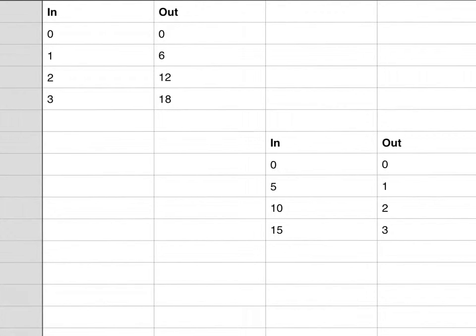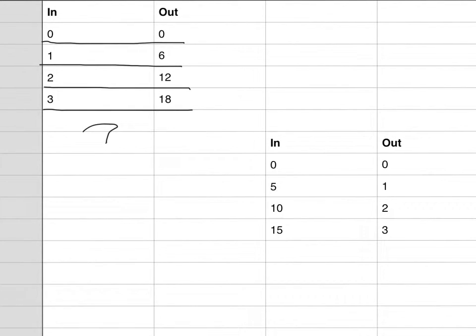Okay, boys and girls, to warm up this afternoon, this morning, whenever you're doing this, we're going to take a look at the in and out tables. So if we look at the first in and out table up here, we're going in with 0, out with 0, in with 1, out with 6, in with 2, out with 12, and in with 3, and out with 18. So take a second and think about what you can do to figure out what the rule is for this particular problem.